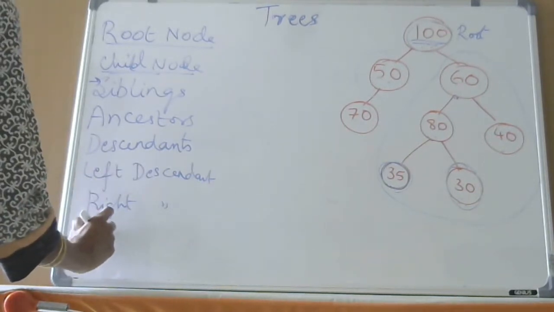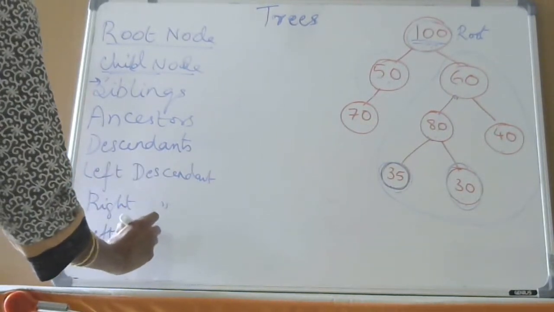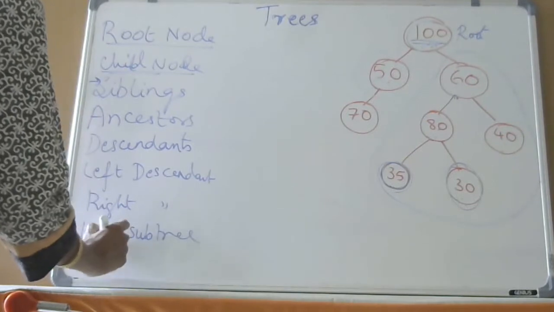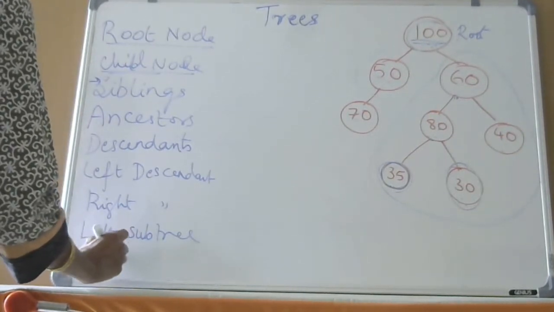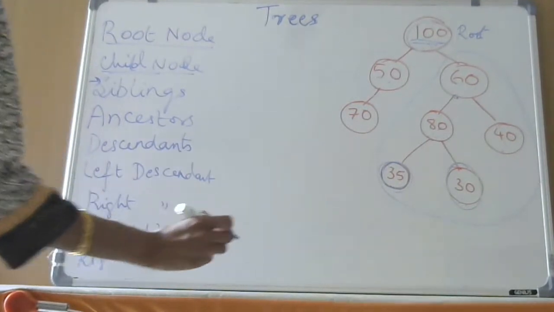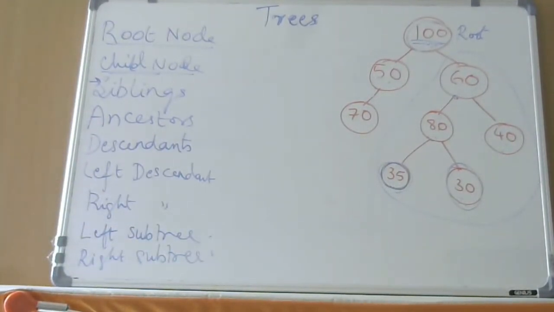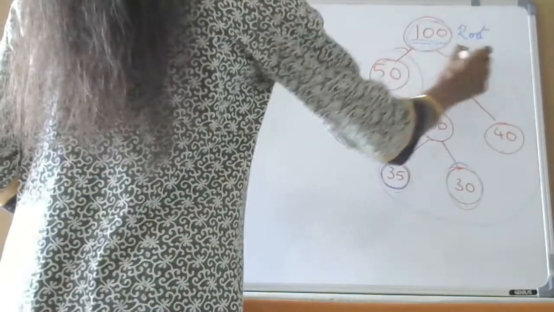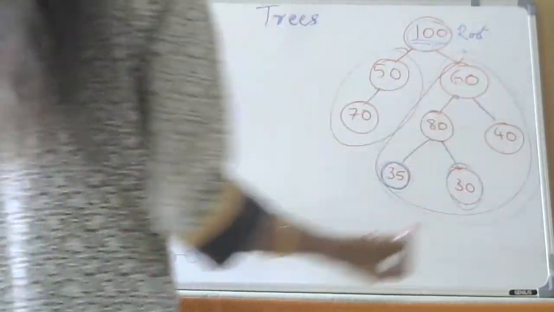This we can also call the left subtree and right subtree. What is the left subtree of 100, 50 and 70? This is your left subtree of 100. This becomes the right subtree of 100.